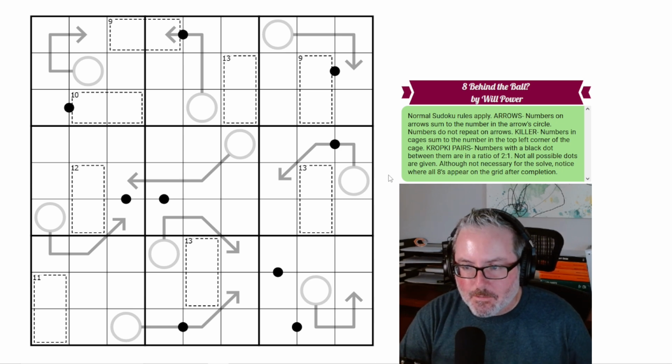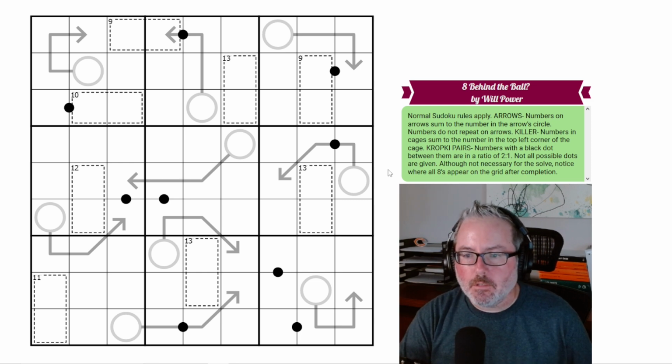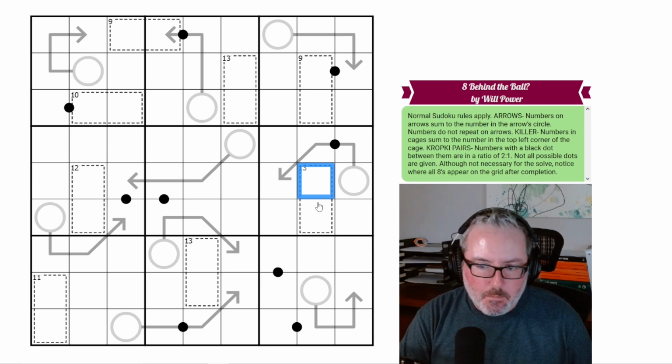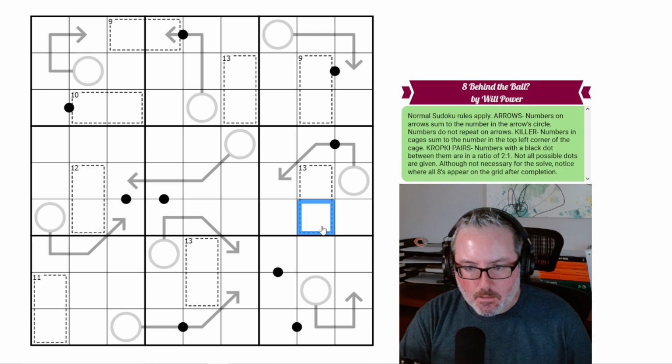Then we've got killers. Killer cages. Numbers in cages sum to the number in the top left corner of the cage. Let's use this one as an example. All that means is that these 2 digits, whatever they are, added up together must equal the digit in the top left corner. In this instance, that would be 13.